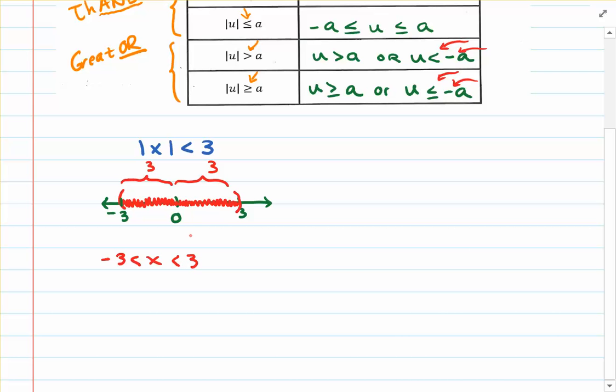And this actually generalizes to any expression that's inside the absolute value. So we'll look at those examples in class.